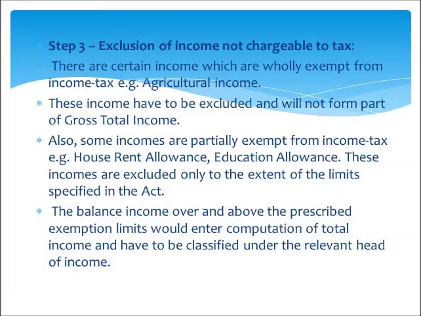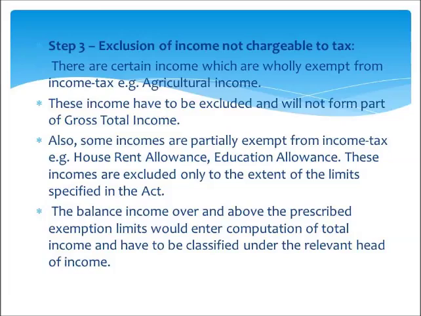There are certain incomes which are wholly exempt from income tax. For example, agricultural income. If we are earning any agricultural income, then that income is wholly exempt from income tax. That is, we don't have to pay tax on it. These incomes have to be excluded and will not form part of gross total income. We have to exclude all these incomes which are not chargeable to tax from the gross total income, and the income which remains after excluding these will be taxable.